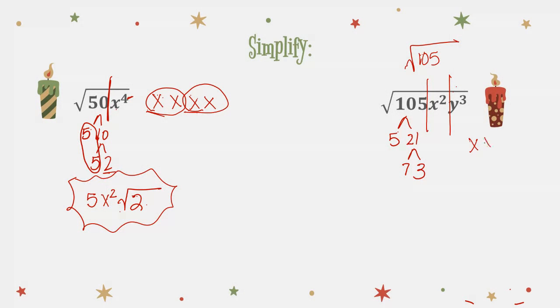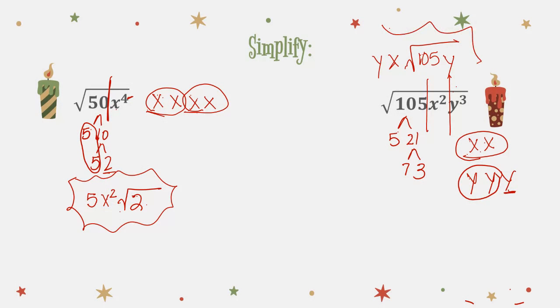Now look at your variables. Start with the x's. You have 2 of them, which is one group, and nothing left over, nothing to stay inside. Then do your y's. You have 3 y's, which is one group outside, and one leftover inside. This is your simplified radical, okay? So the variables are kind of the same as the numbers. You just break them apart, make your groups, just like you would with any of the numbers in the factor trees.